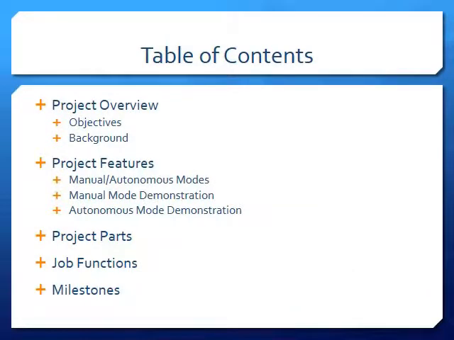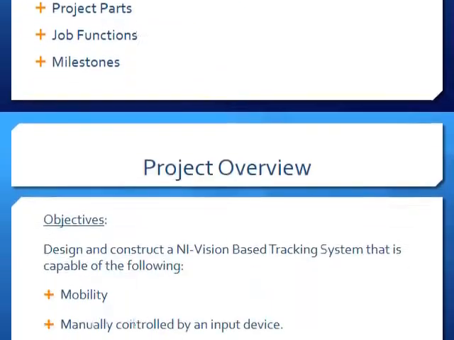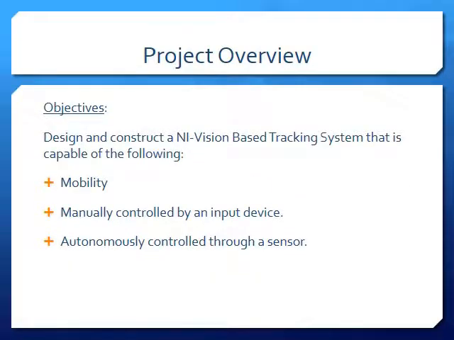Here's a quick overview of the contents to be discussed in this presentation. We'll start out by discussing the project overview, which includes the objectives and the background information. Next, we will discuss the project features, which includes the manual and autonomous modes. Then we'll have two demonstrations, one for the manual and one for the autonomous mode. Next, we'll talk about the project parts, the job functions, then the milestones.